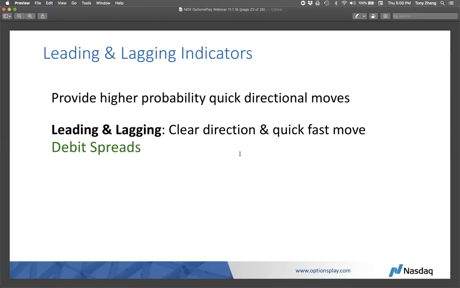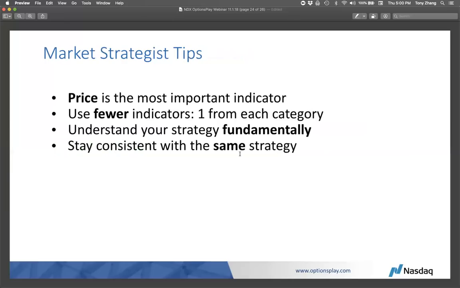You're finding that an asset is temporarily oversold in a bullish trend or temporarily overbought in a bearish trend. That leads to these high probability, quick directional moves. And for that, you want to trade debit spreads. And lastly, I just want to leave you with a few tips.